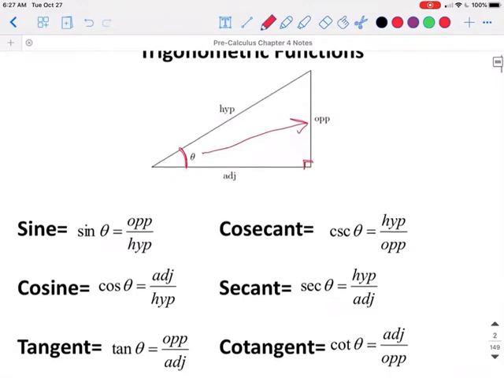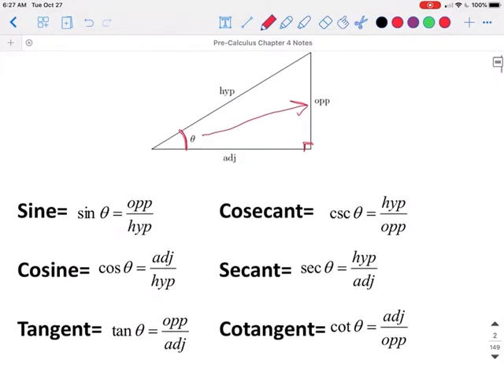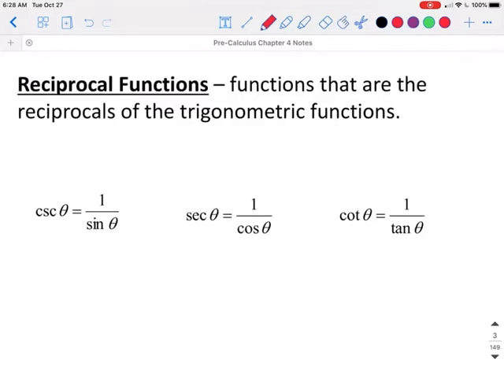Now we do have 6 trigonometric functions. The sine function, which can be abbreviated sin: the sine of theta is equal to the opposite side over the hypotenuse. Cosine of theta is equal to adjacent over hypotenuse. Tangent of theta is equal to opposite over adjacent. Cosecant of theta is just the reciprocal of sine, so it's hypotenuse over opposite. Secant of theta is the reciprocal of cosine, so it's hypotenuse over adjacent. And cotangent is the reciprocal of tangent, so it's just adjacent over opposite.